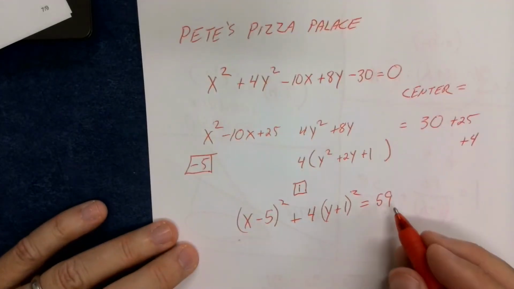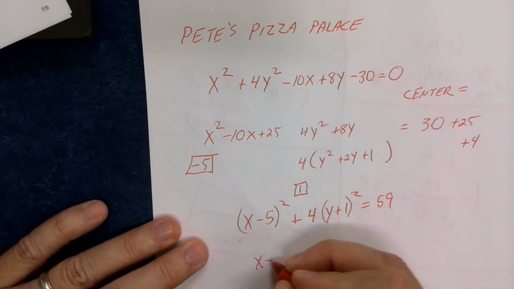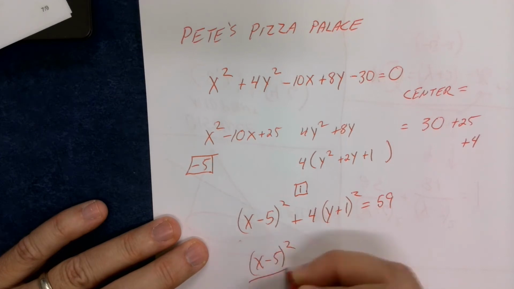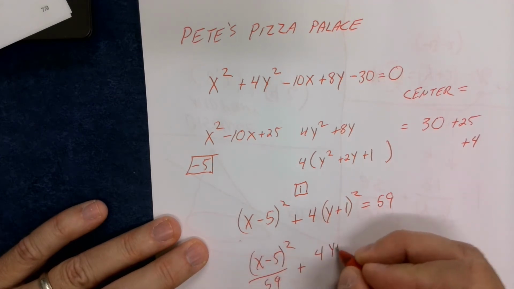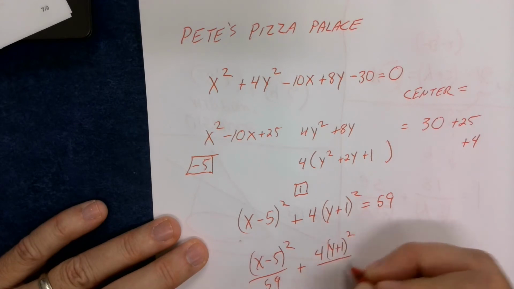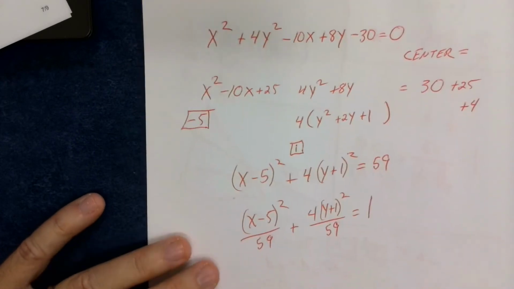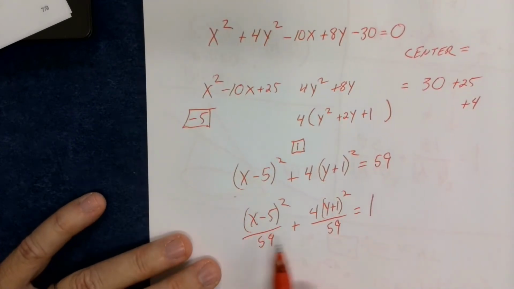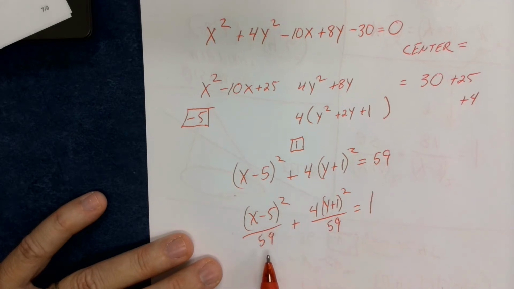And if I want it to look like an ellipse, then I divide by 59 on both sides to get 1 over there. So I'm left with (x minus 5) squared over 59 plus 4 times (y plus 1) squared over 59 equals 1. And now I know that's an ellipse because 1/59 and 4/59 are two different numbers. There's a positive sign here and a positive sign here, so they're both positive, and they're both squared, so I have an ellipse.